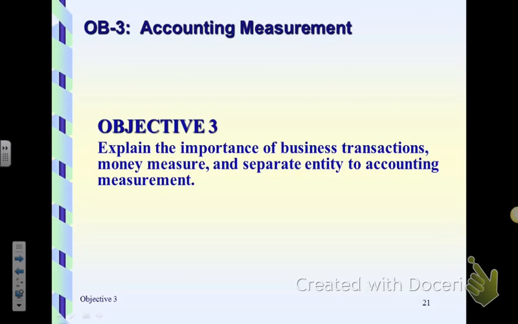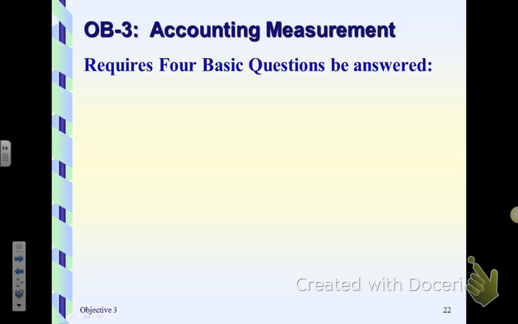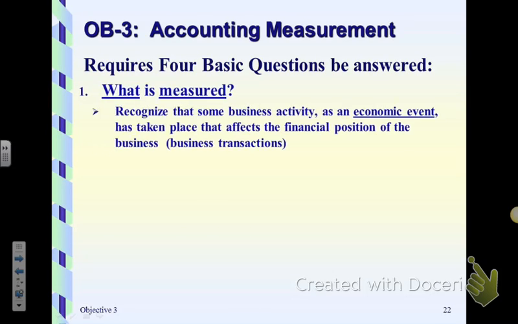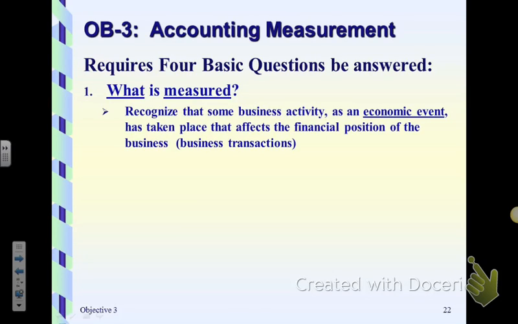In Objective 3, we're going to talk about the importance of business transactions, money measure, and separate entities to accounting measurement. So basically, accounting measurement requires us to ask and answer 4 basic questions. First, what is measured? What is it that we're measuring?